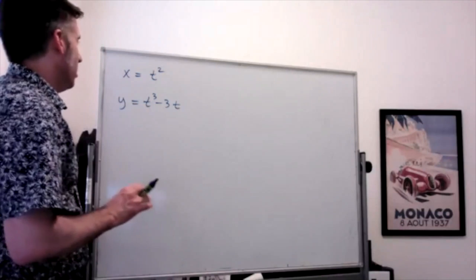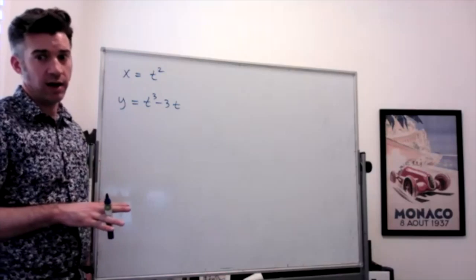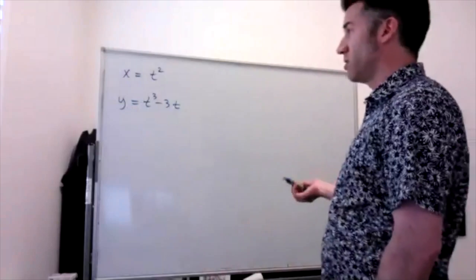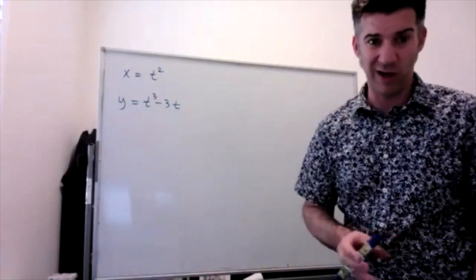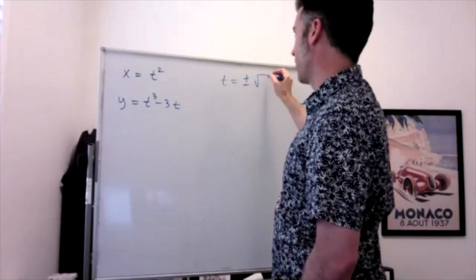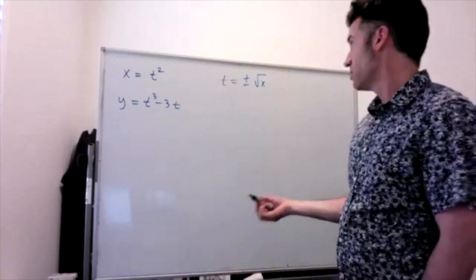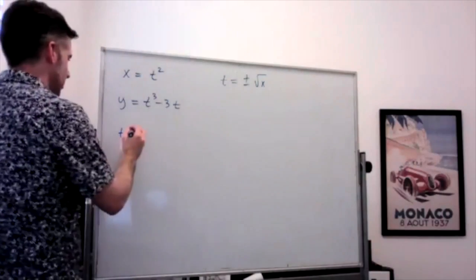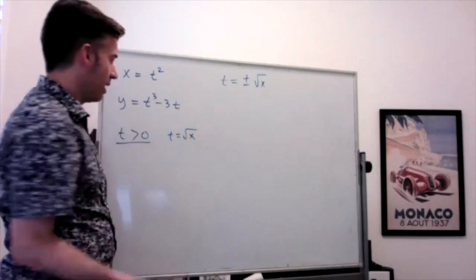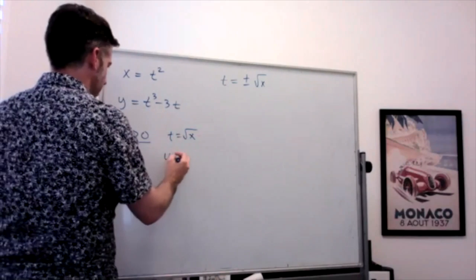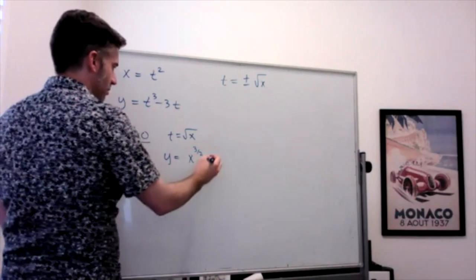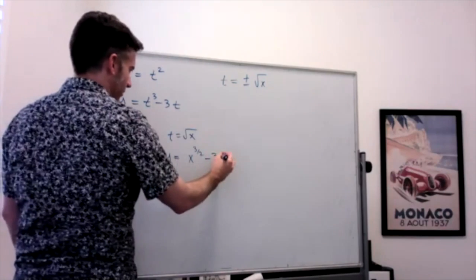So for a curve like this, you could try eliminating the parameter. It's not totally unreasonable. I want to show you because it's not great. I could solve for t here. So t equals plus or minus the square root of x. When t is positive, then t is equal to the square root of x. And then I plug that in here, and I'm going to get y equal to x to the 1/2 cubed, so x to the 3/2, minus 3x to the 1/2.